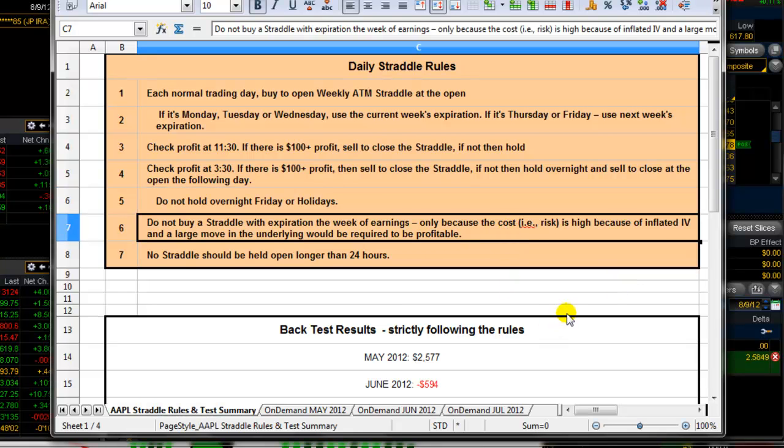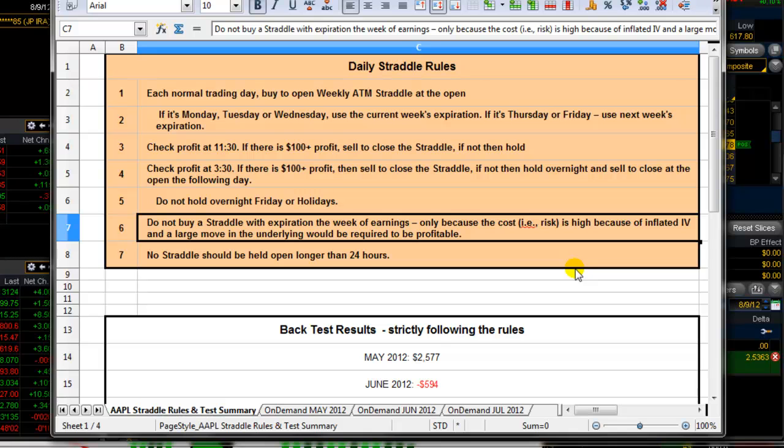Next rule, do not buy a straddle within the week of earnings, with an expiration that's in the week of earnings. And we all know what that means. First of all, your straddle is going to cost a fortune, because of the market maker move, and in the case of Apple, it could be $20. So the stock's going to have to move $20 just to make a penny. So you don't want to mess around with it the week of expiration.